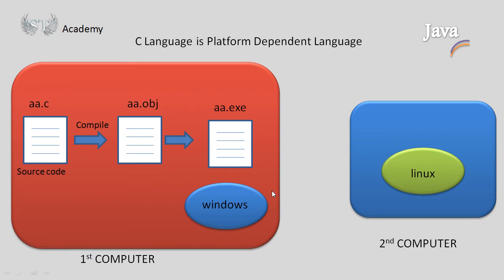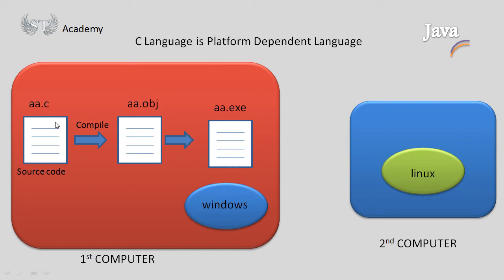This is the first computer, okay friends, and this is the second computer. In the first computer the operating system is Windows, in the second computer the operating system is Linux. Now suppose I want to create an application, or develop a piece of software, on the first computer in C language. Now what is the architecture of C language? Let us understand that. I have written the program and saved it, so the extension of the file will be .c.